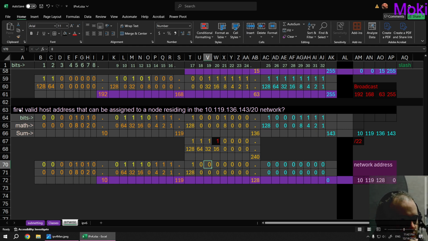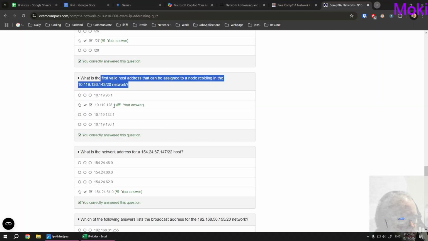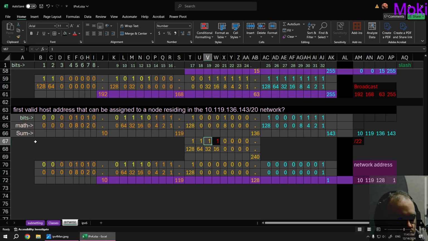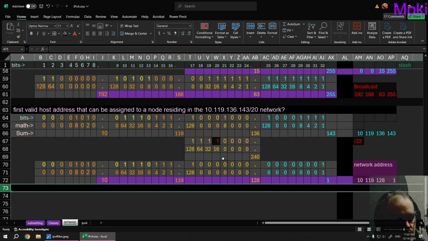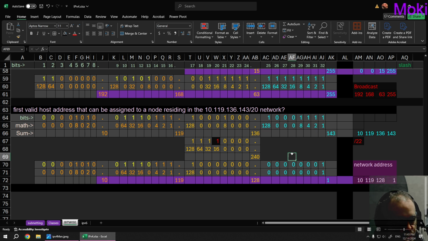So the very first valid host address that can be assigned, mainly, this will be a 1. Does that make sense? The very first valid host address. That's your answer: 10, 19, 128, 1. This is extremely difficult without what I just did. For me, on a test, I don't even know how I'm going to answer that, unless I can physically write it out by hand.